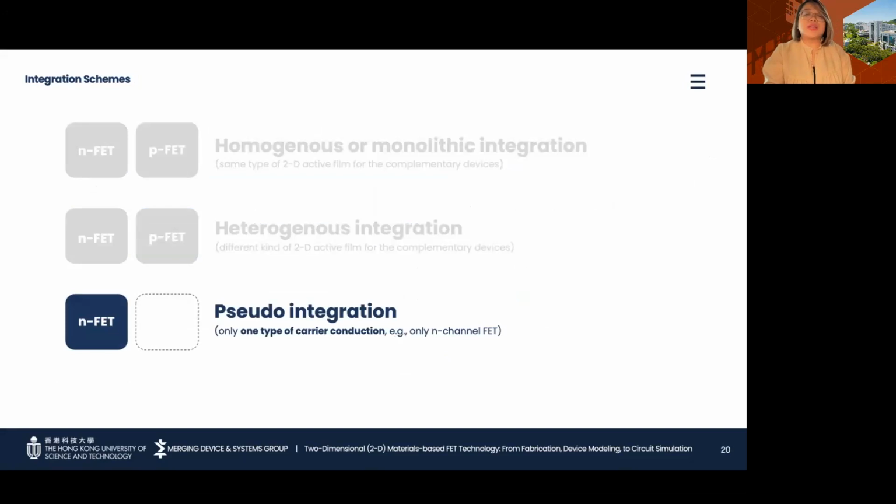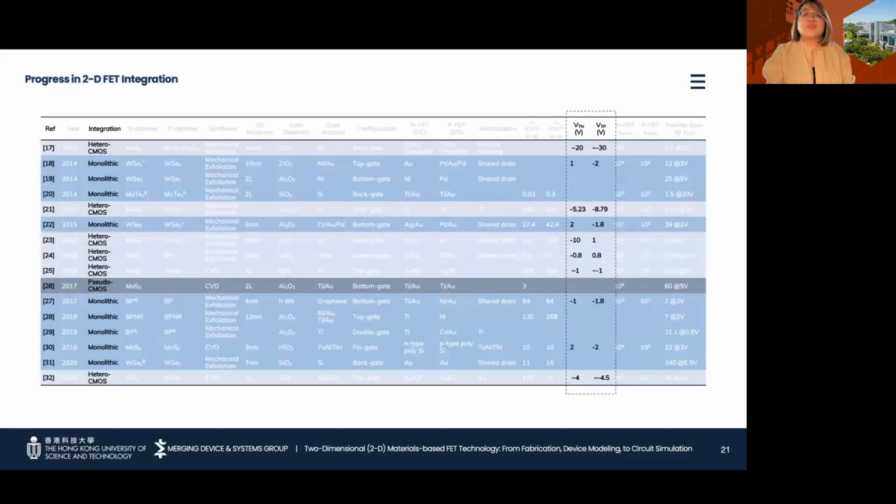In summary, there are several existing 2D FET integrations in literature, but I want to highlight the columns on their threshold voltage polarity. Most of the works do not possess the desirable polarity conditions because, to begin with, it is unclear what the condition for threshold in 2D FETs is, and this will be the second issue I will be addressing in this work.